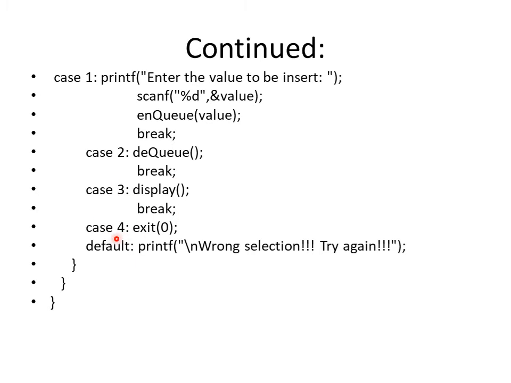Next, after that there is a fourth option, that is exit 0. That means if you want to come entirely out of the loop, then it will take that. If you do not press any of these four options, then it will print a message: wrong selection, try again.